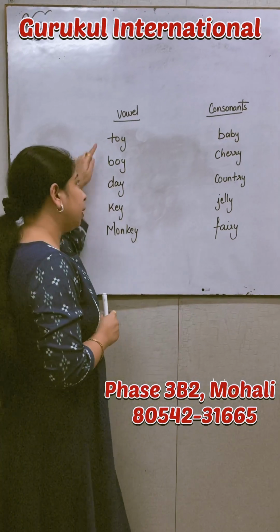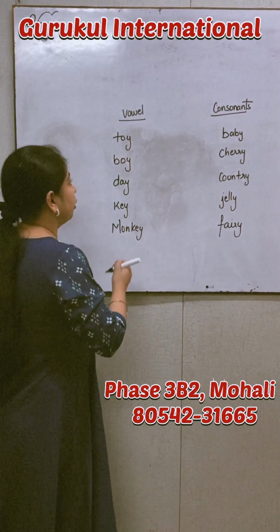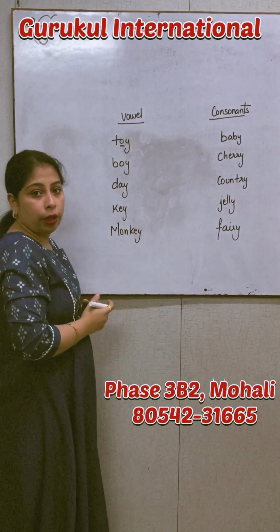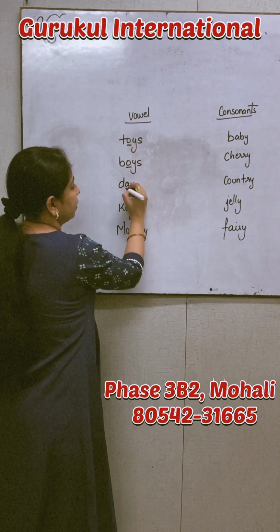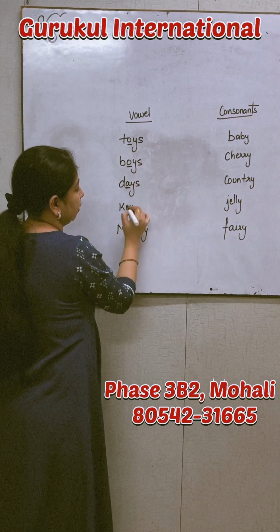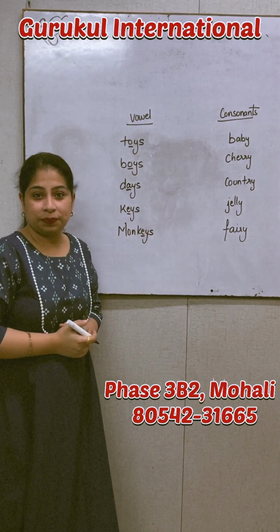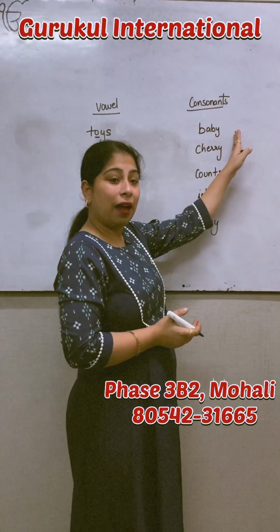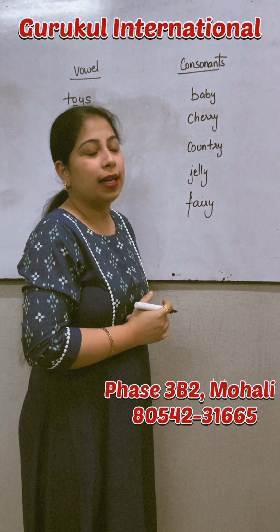For example, in these words before Y we have a vowel. For example, here we have O. So we are writing toys, boys, days, keys, monkeys. But when we have a consonant before Y, we cut Y and add IES.